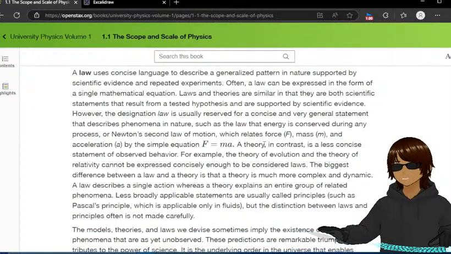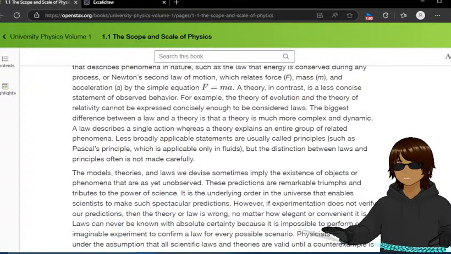Theory, in contrast, is a less concise statement of observed behavior. A law is more general, theory is more specific, is what I'm guessing. For example, the theory of evolution and the theory of relativity cannot be expressed concisely to be considered laws. Maybe a theory is like they can't be explained in simple terms. The biggest difference between a law and a theory is that a theory is much more complex and dynamic. A law describes a single action, whereas a theory explains an entire group of related phenomena.